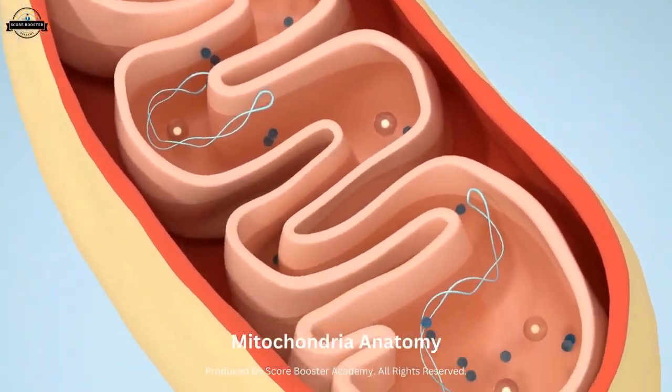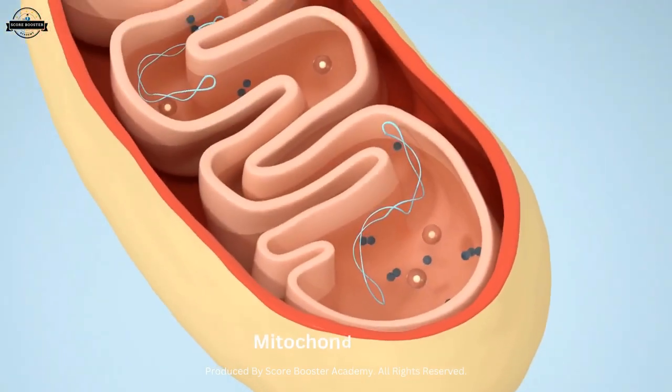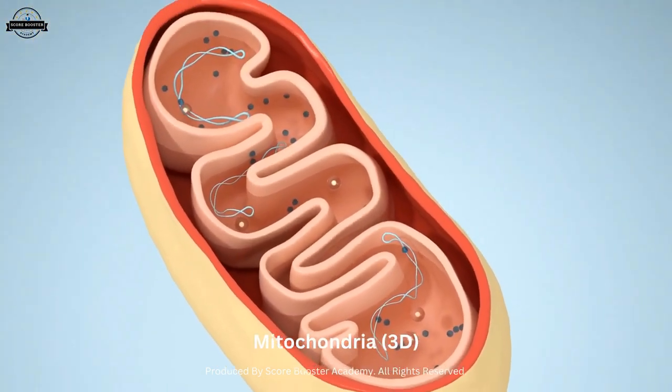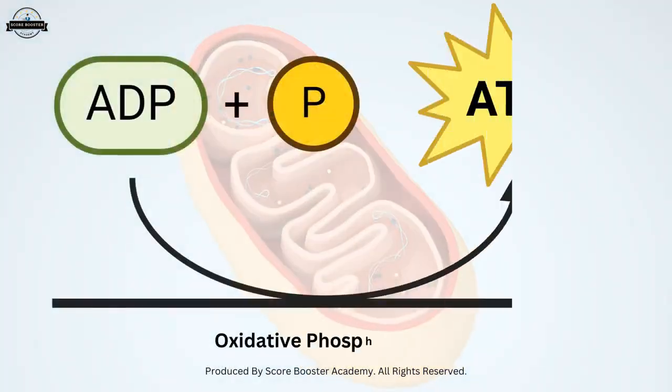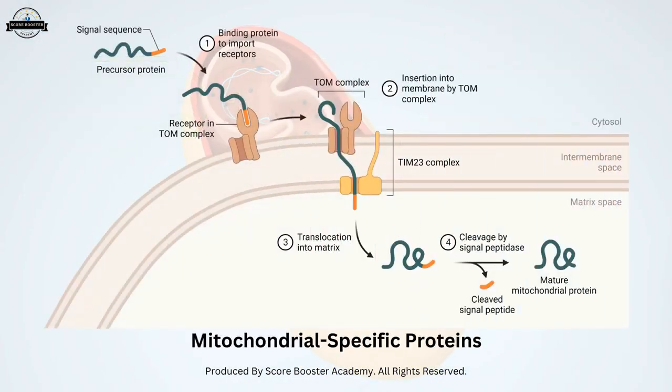Mitochondria have their own ribosomes, which are smaller than ribosomes found in the cytoplasm. These mitochondrial ribosomes synthesize some of the proteins required for mitochondrial function. The proteins synthesized within mitochondria include those involved in oxidative phosphorylation, as well as other mitochondrial-specific proteins.